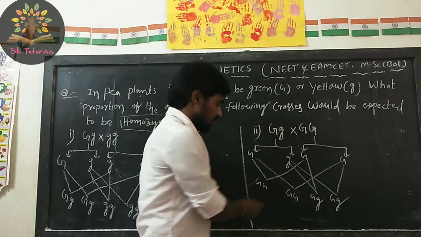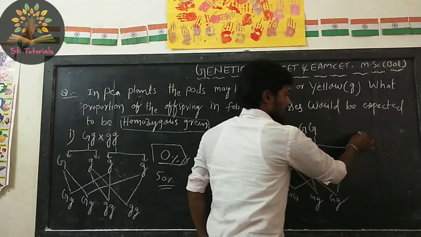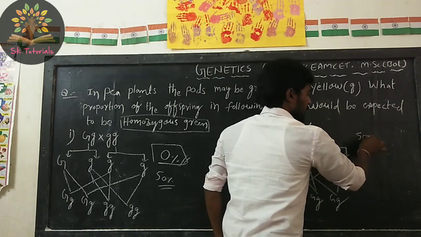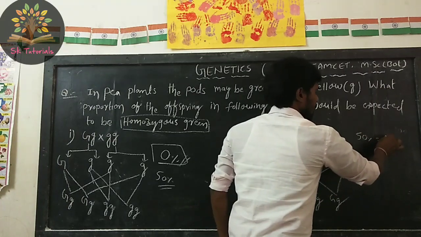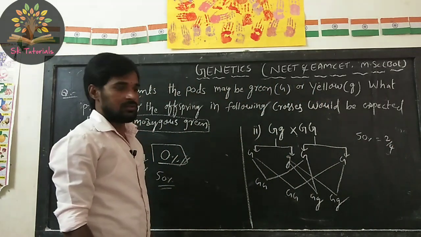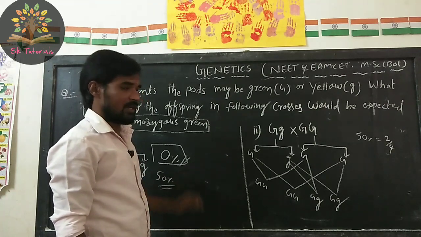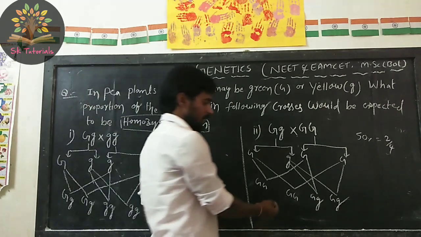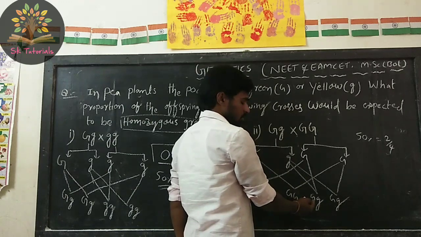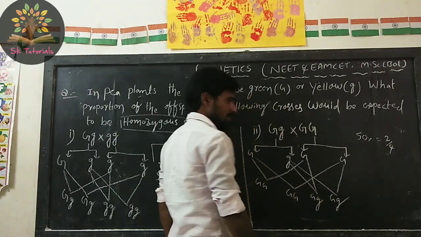The answer is homozygous green. How many? 2 out of 4. Then the percentage is 50%. It is equal to 2 by 4. Okay. If you ask for the heterozygous green, what is the answer? Same. How many heterozygous green are there? 2. Capital G, small g, capital G, small g. The answer is 50%.